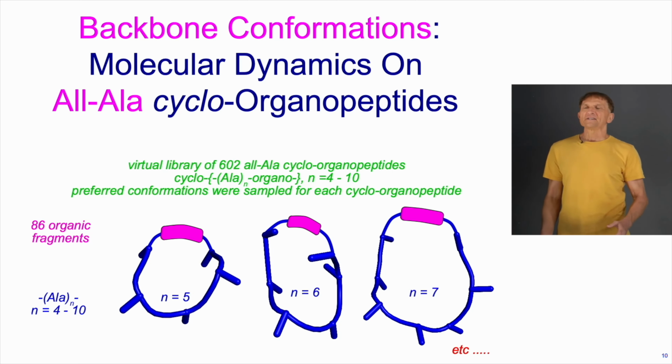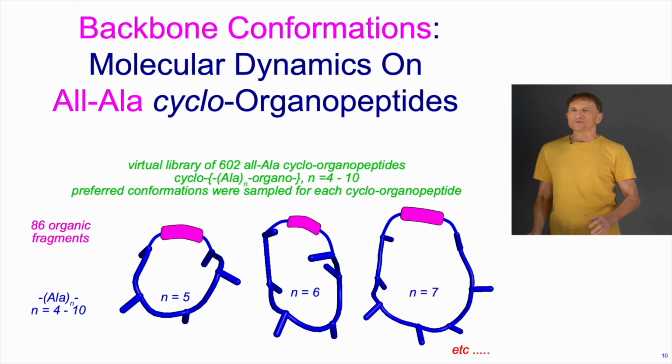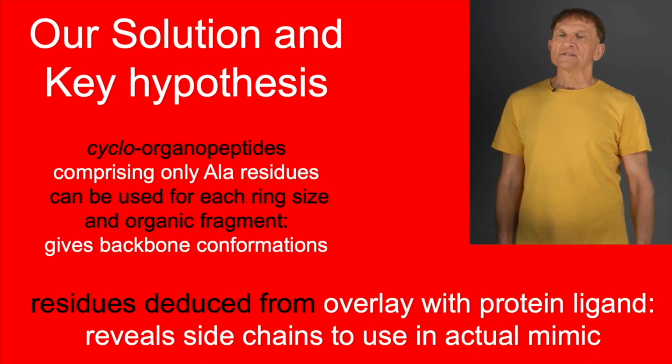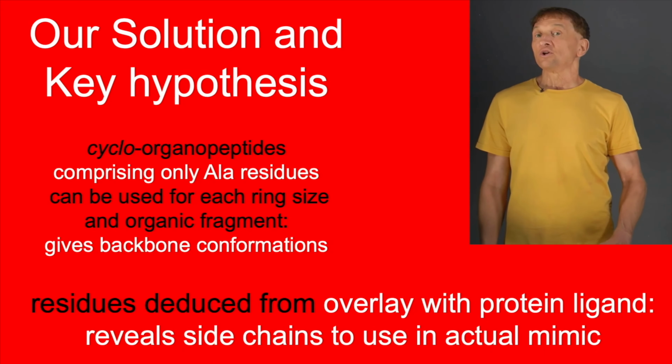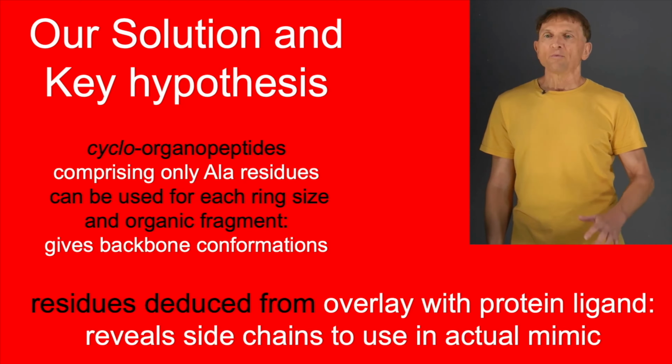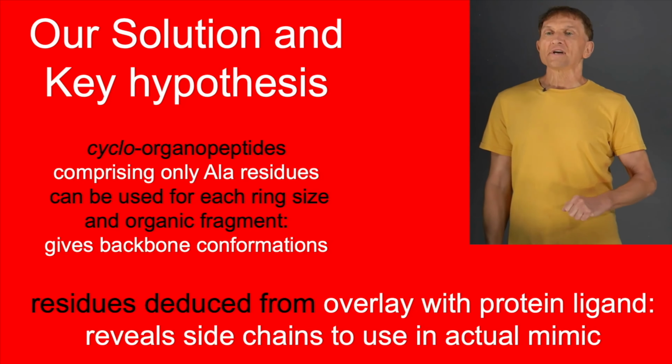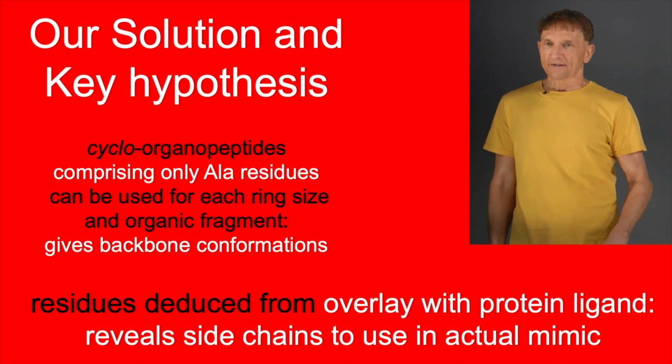Using all ALA doesn't allow side-chain to side-chain interactions, and it pretty much ignores solvent interaction, and of course it ignores the protein. We're just asking the question, if you put that number of amino acids and this organic fragment into the mimic, what are the preferred conformations? Say below 4 kilocalories per mole from the minimum energy one that we found. Our intention is to systematically overlay these with the loop on the protein ligand, and when we get a good overlay, that reveals the side chains to incorporate into our mimic when we make it.